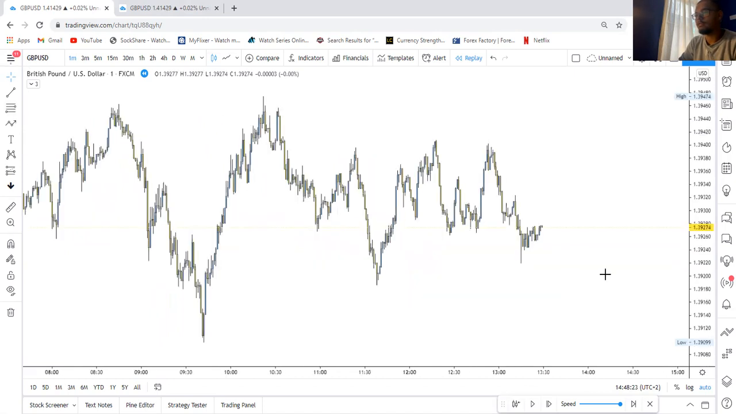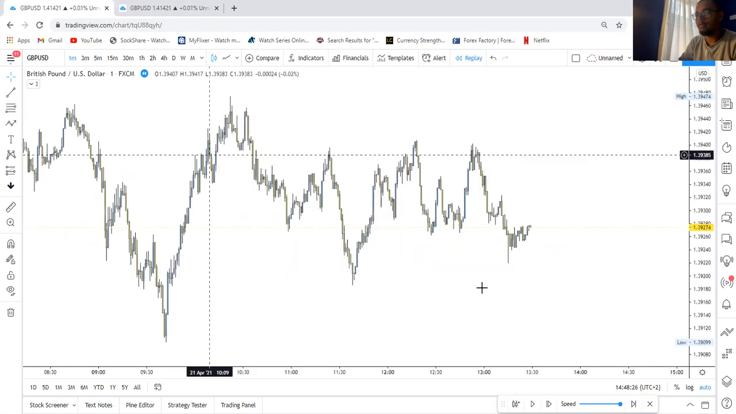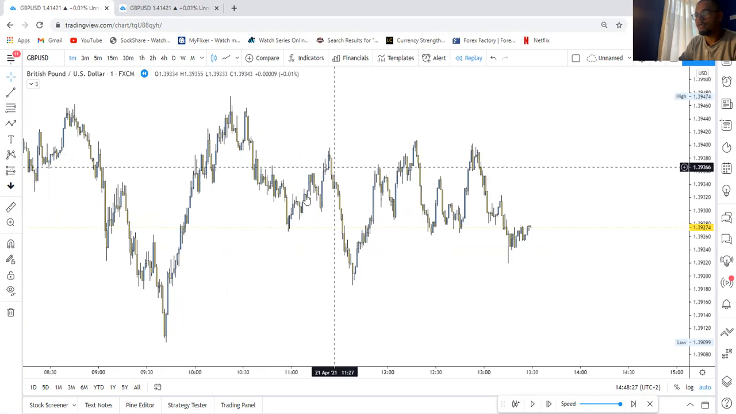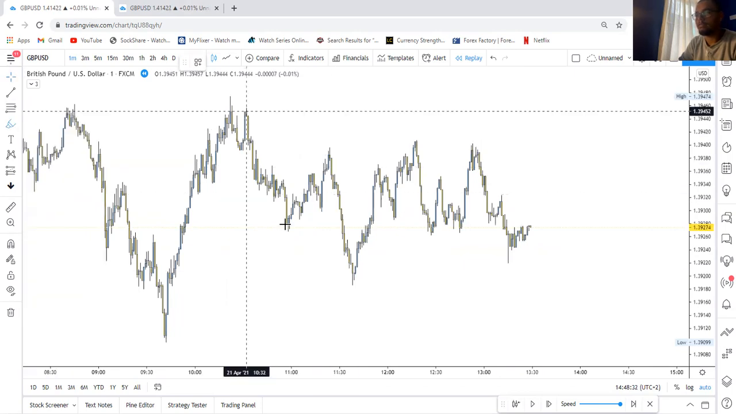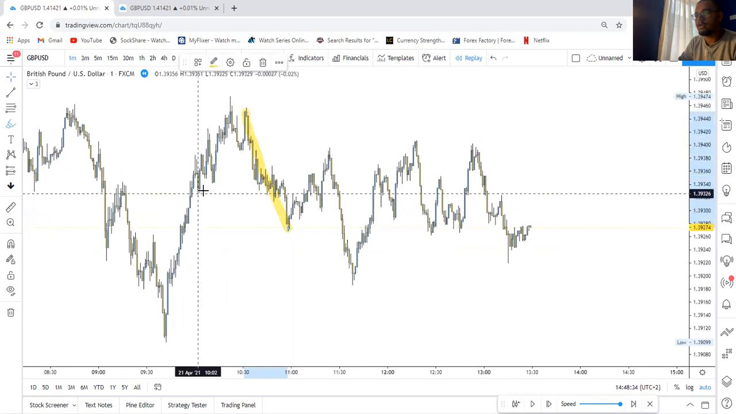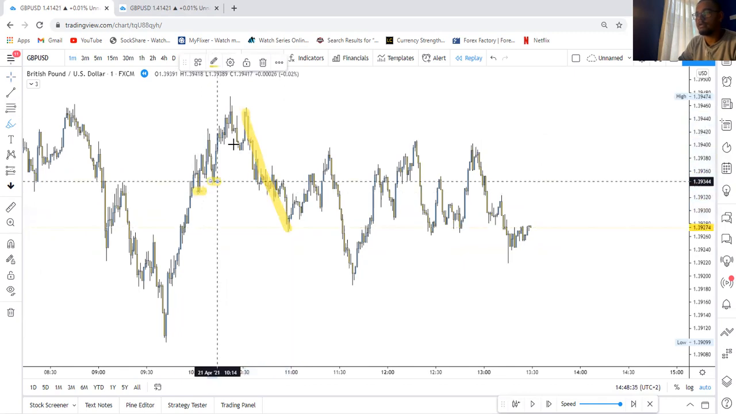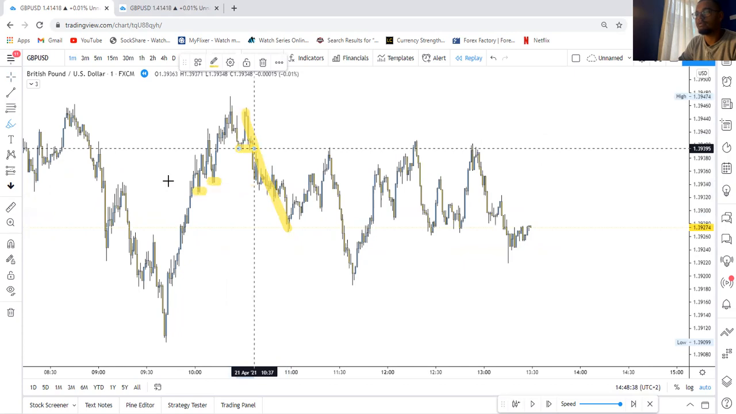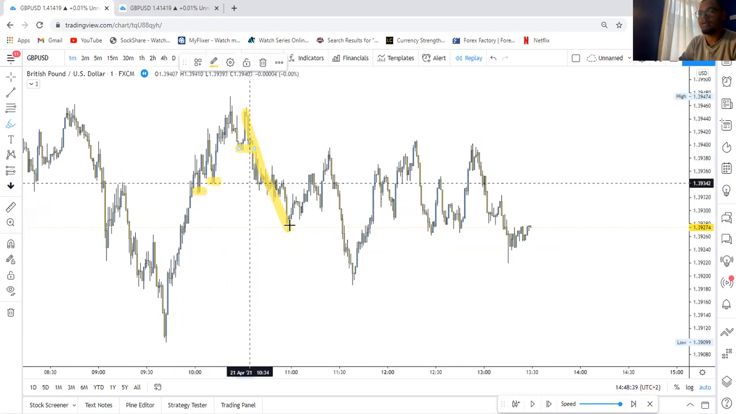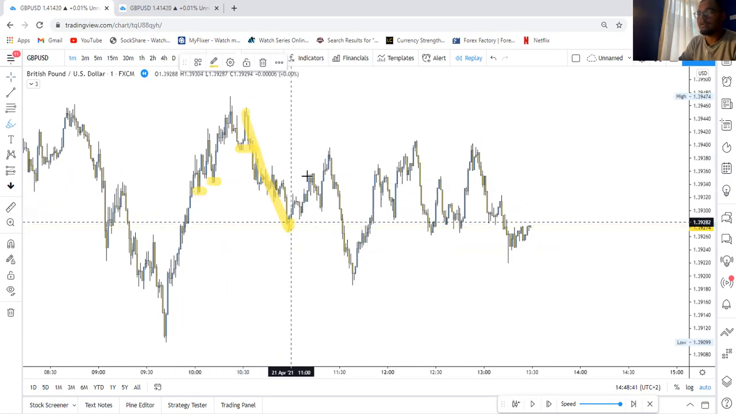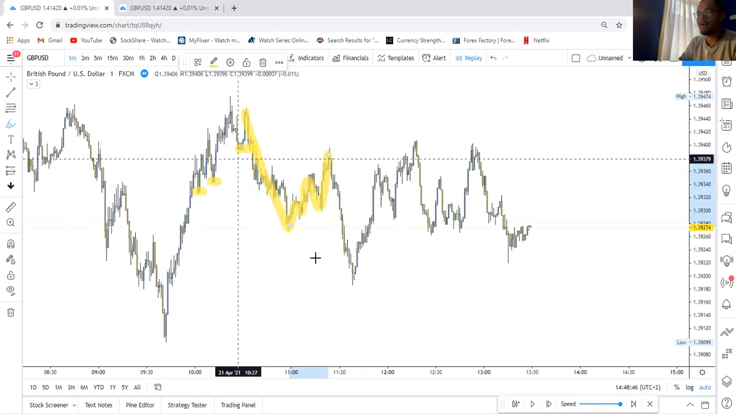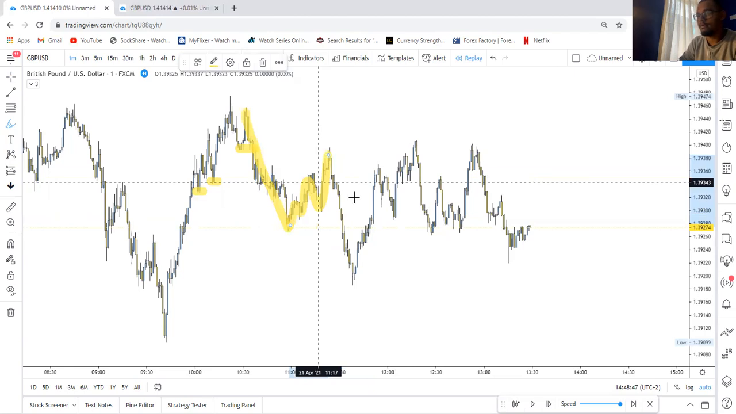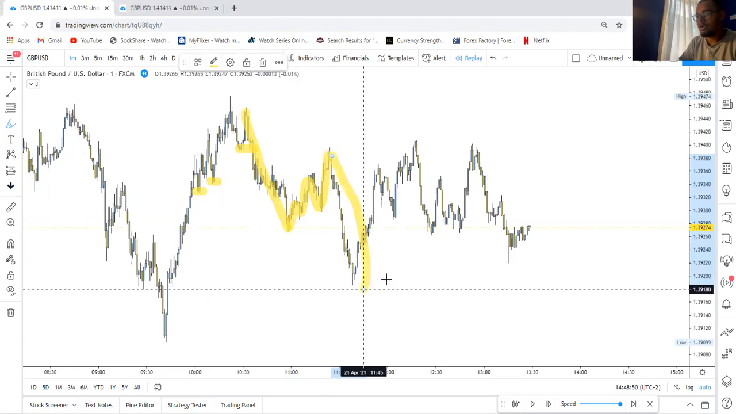Okay, so just zooming out a bit just to see exactly what has happened. What you can see here is that, let me grab the highlighter tool. We had this move taking out these structures, right? Even this here. So once we took out these structures, we basically turned bearish. We then had a very corrective type movement in the market, and this is all throughout London on the 21st of April. We then created this low.